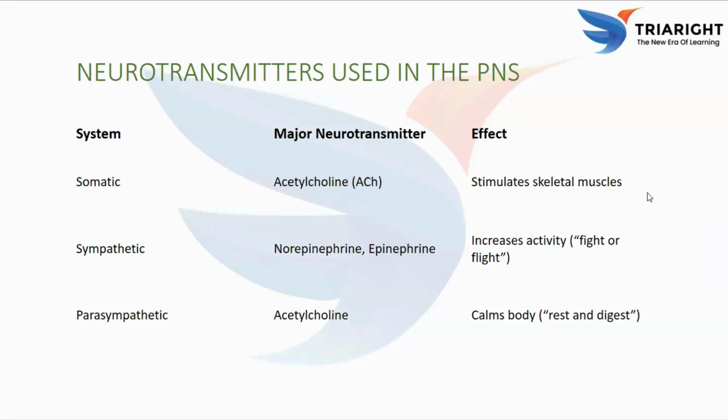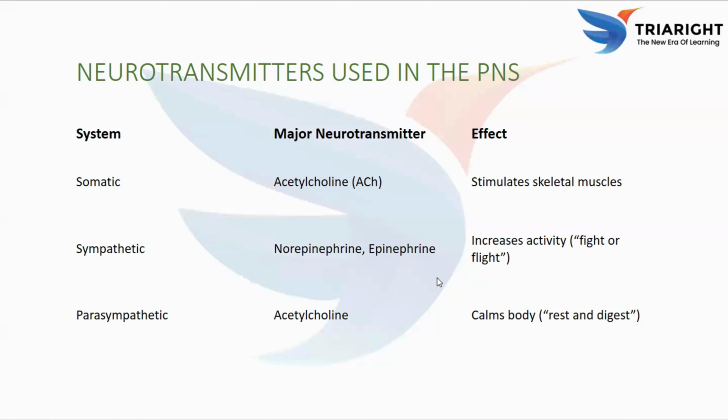For example, when you decide to move your arm, the ACh, acetylcholine, is released at the neuromuscular junction to make the muscle fibers contract. Coming to the sympathetic nervous system, the neurotransmitters here are norepinephrine and epinephrine. They are also known as adrenaline.